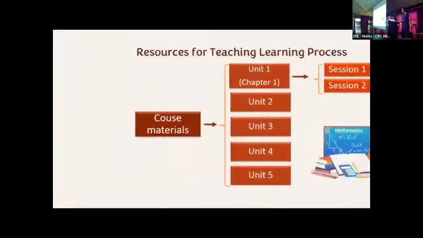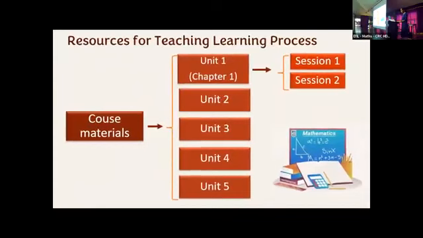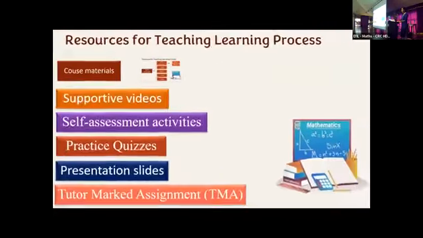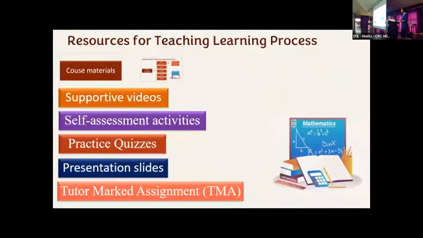Okay. So in this course, the course material has 5 units. That means kind of chapters, 5 chapters basically you have. And each chapter may have 2 sessions or 3, 4 sessions. Okay, kind of sub-chapters. Okay. So that is the main resource that you need to follow in this course. And additional to that, you will have supportive videos, self-assessment activities, practice quizzes, presentation slides of your day schools, and tutor mark assignments also.